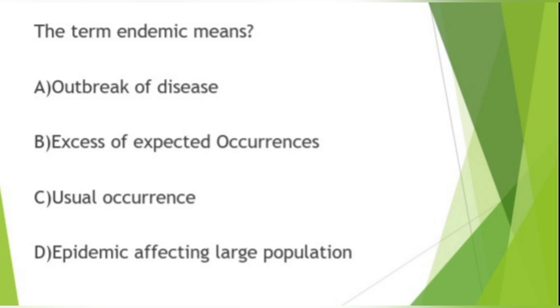The term endemic means: option A, outbreak of disease. Option B, excess of expected occurrences. Option C, usual occurrence. Option D, epidemic affecting large population. Endemic means what? Endemic means usual occurrence of a disease. Correct answer is option C.